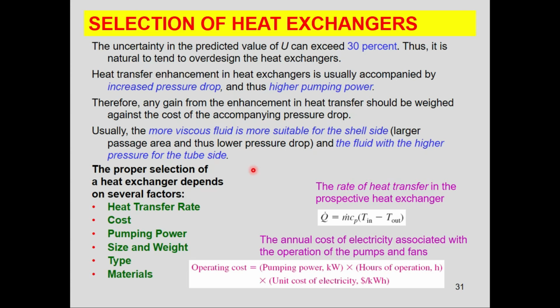So this is the last topic, which is known as the selection of the heat exchanger. It depends upon many parameters, right? Heat transfer enhancement in a heat exchanger is usually accompanied by an increase in pressure drop and higher pumping power. We have to incorporate different parameters when we select a particular heat exchanger. The parameters include the heat transfer rate, cost, pumping power, size, weight, type, and the materials of construction of the heat exchanger. I have already explained all these points in detail in one of the previous lectures. You can go through that particular lecture.